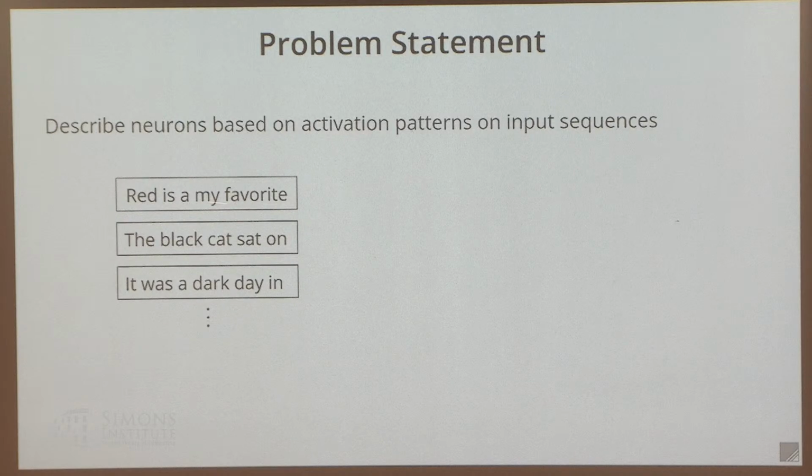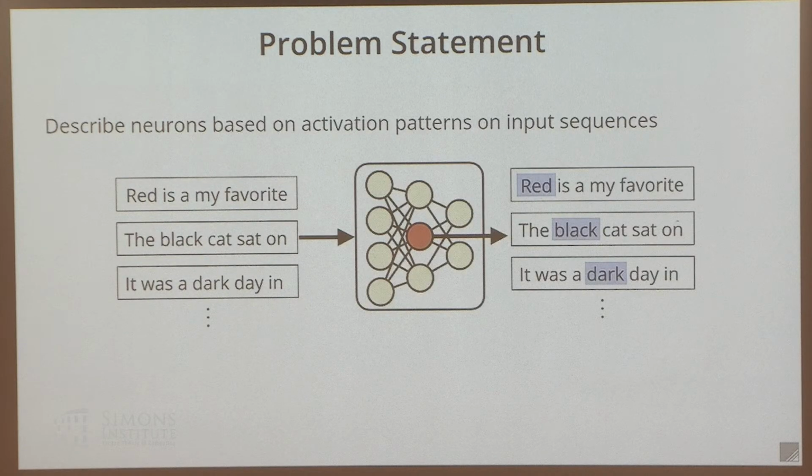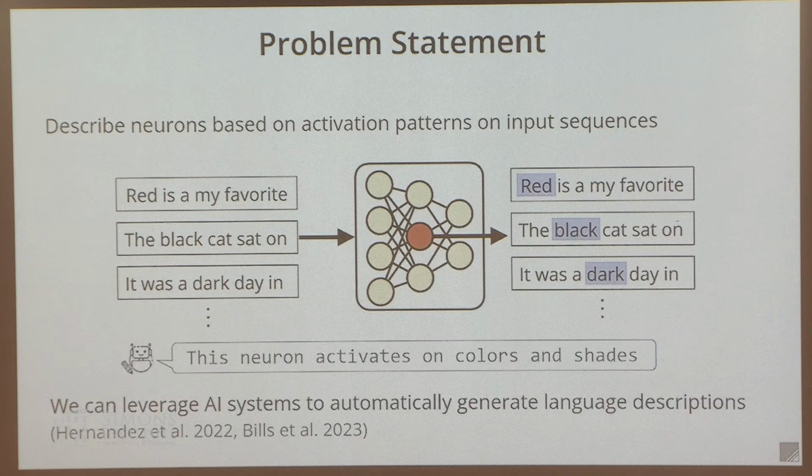Suppose I had these three inputs: "Red is my favorite." "The black cat sat on." "It was a dark day." And then there was a neuron that activated on these three tokens. Could anyone come up with a good description for me of what this neuron is doing? Yes, color visual descriptions. Yeah, so this neuron activates on colors and shades.